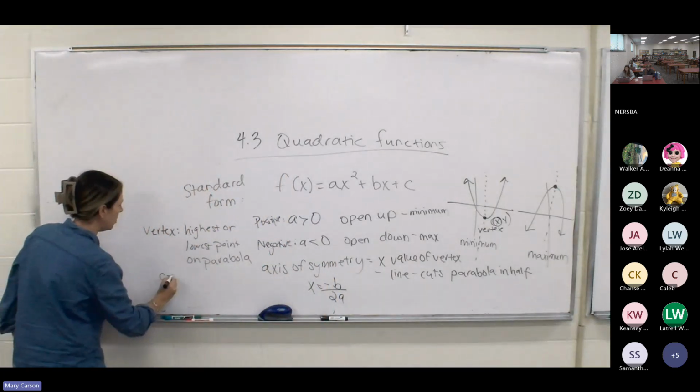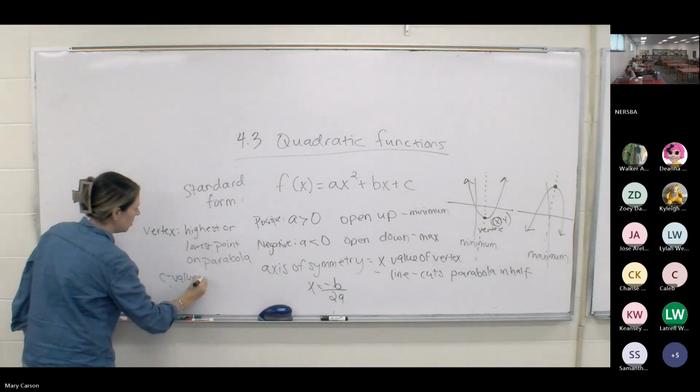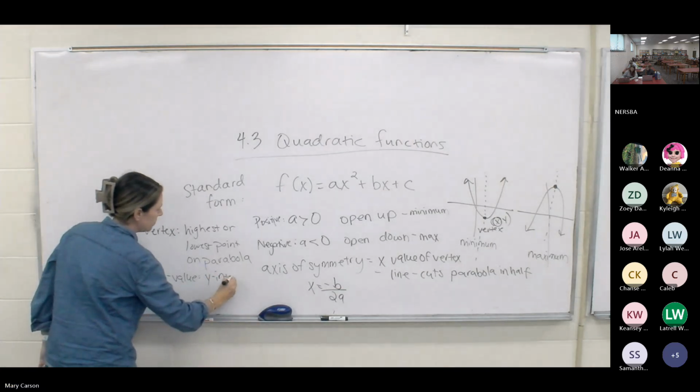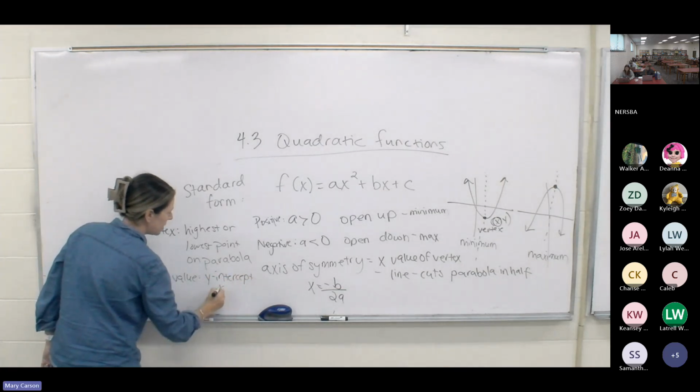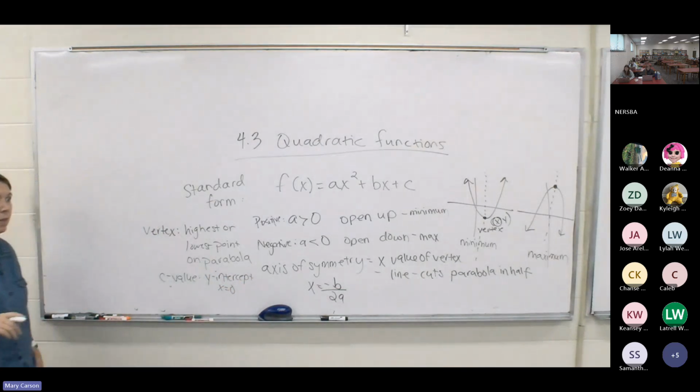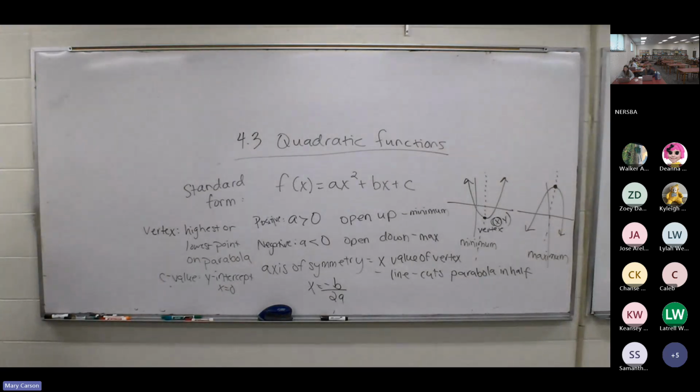So the C value is the y-intercept, which means x is 0. Okay? So that's something else. You can just look at it and tell what the y-intercept is immediately, because if I plug 0 in for the x's, you're going to be left with the C value, the constant. We would say constant doesn't have a variable beside it.